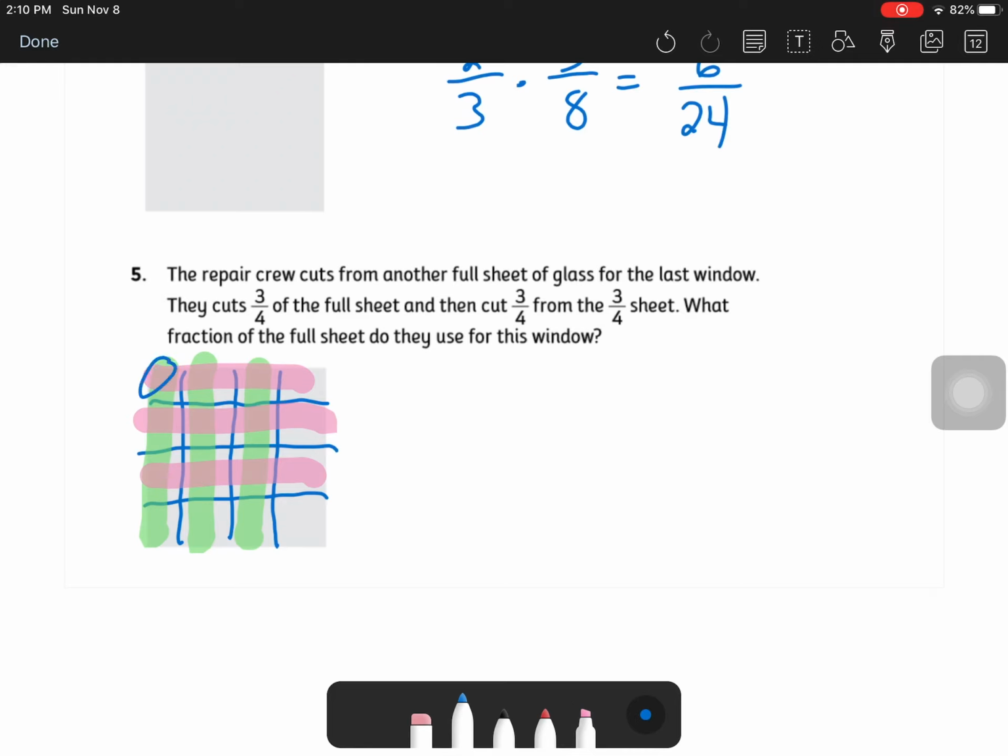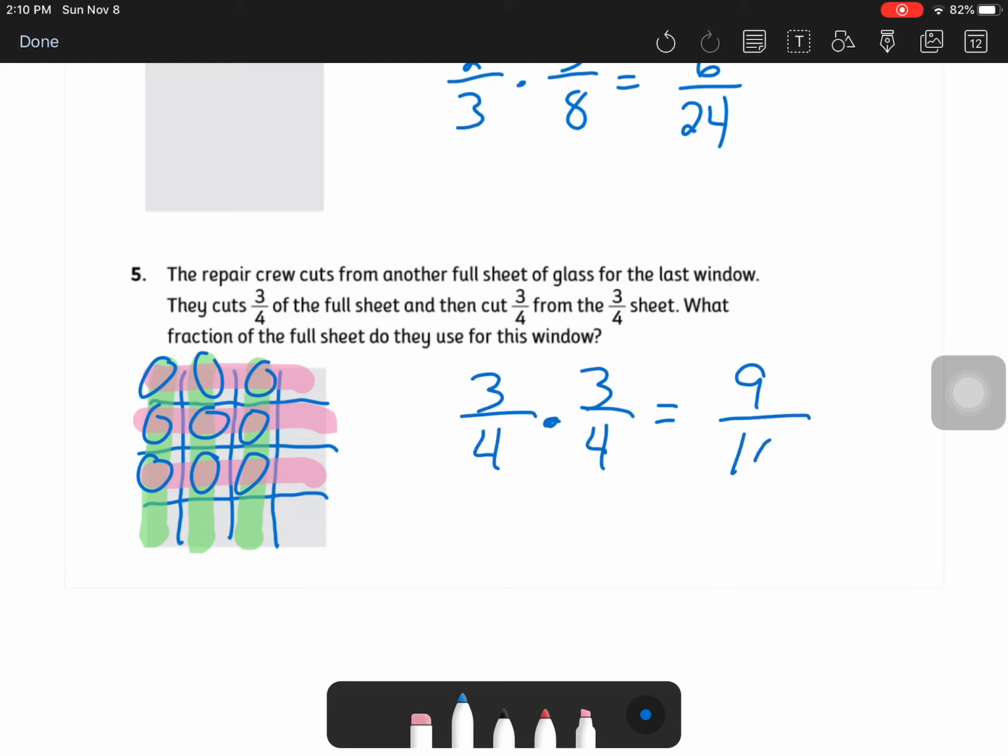And then we're going to see we've got 1, 2, 3, 4, 5, 6, 7, 8, 9 spots where they overlap out of a total of 16, which is what we get when we multiply 3/4 times 3/4. Remember, whenever they say something like 3/4 of, that means multiplying fractions. So 3 times 3 is 9, 4 times 4 is 16. So you're going to get 9/16 for that one. Okay, so that's it for lesson 3.3.